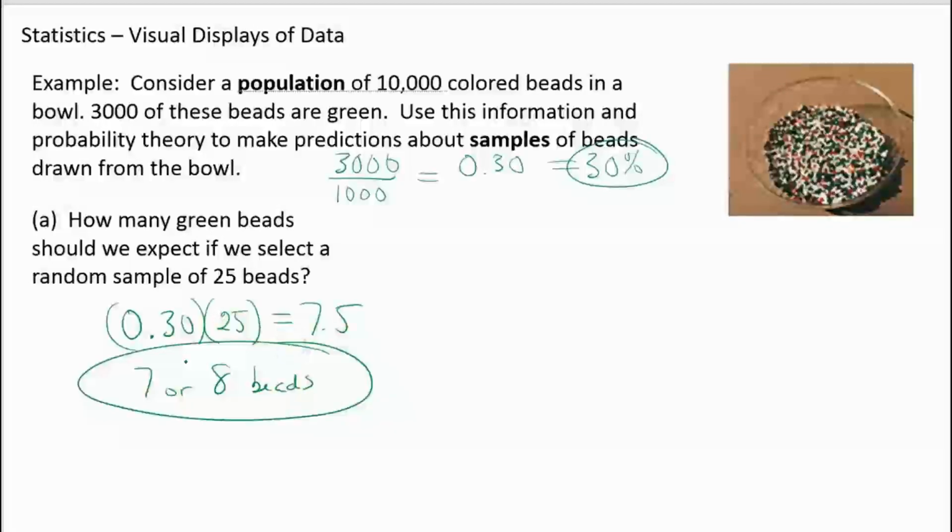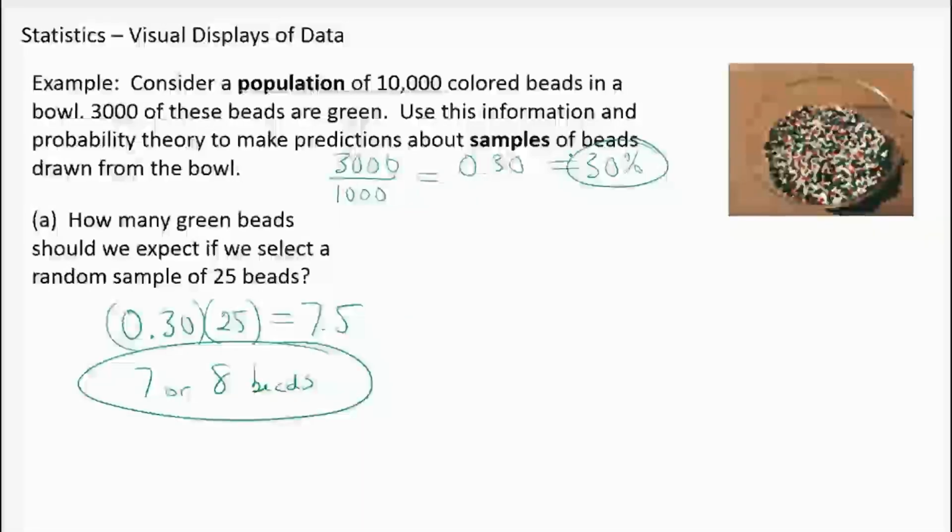Right? So 7 or 8 beads is what we should expect. Around about, again, we got 7.5. Does that mean it might be 9 or 10? Yeah, it might be 9 or 10, right? The 30%, again, is an exact value of the population. 30% are green. But when you take a sample, it's probably close, but maybe not exact.